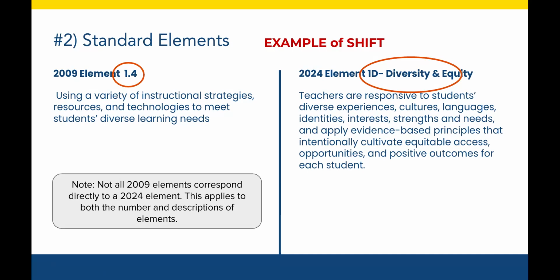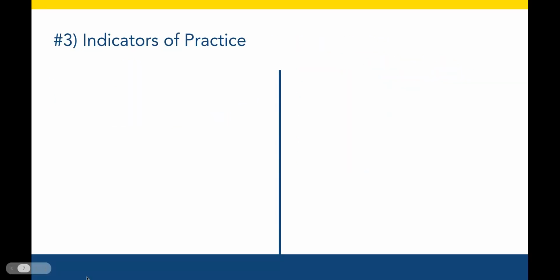Element 1D is different than 1.4. Here it says teachers are responsive to students' diverse experiences, cultures, language, identities, interests, strengths, and needs, and apply evidence-based principles that intentionally cultivate equitable access, opportunities, and positive outcomes for each student. This is distinctly different from 1.4, and it also has greater specificity. It's important to note that as you're looking through the 2024 CSTP, there's not always going to be an exact corresponding 2009 element. Finally, we have the indicators of practice.